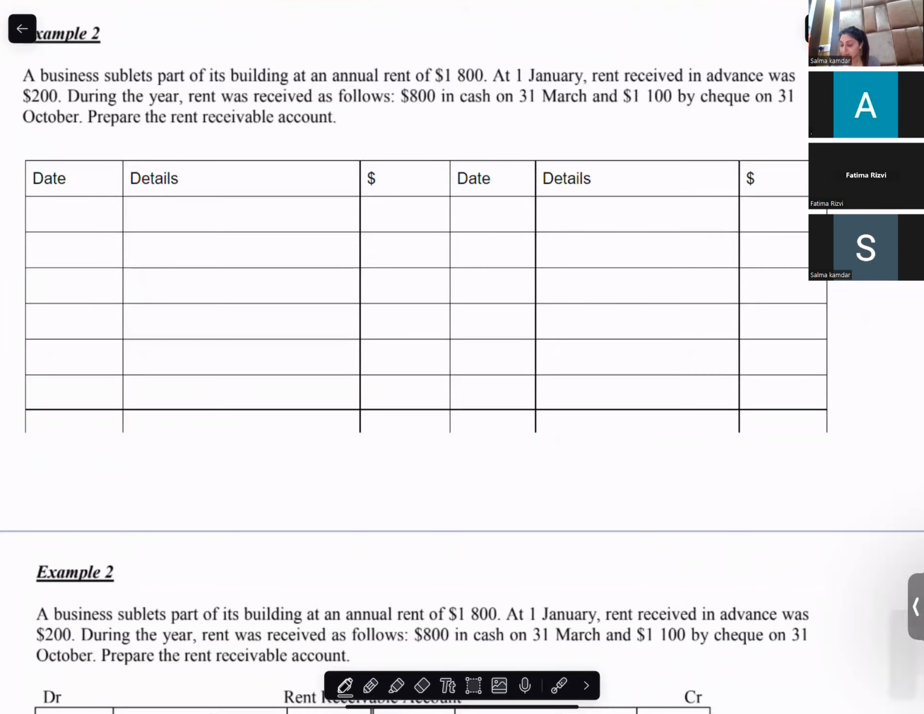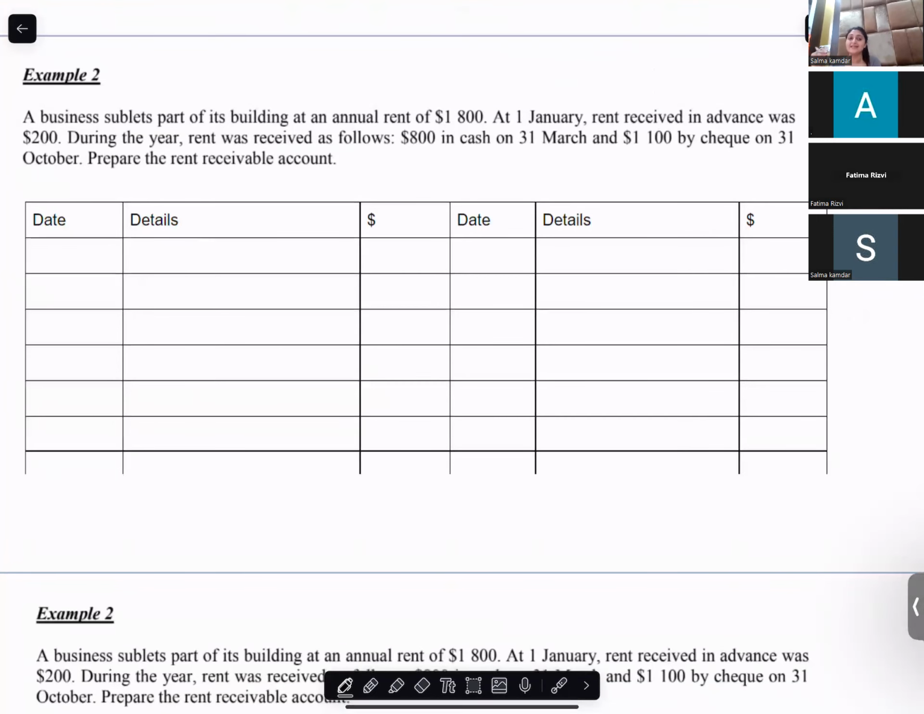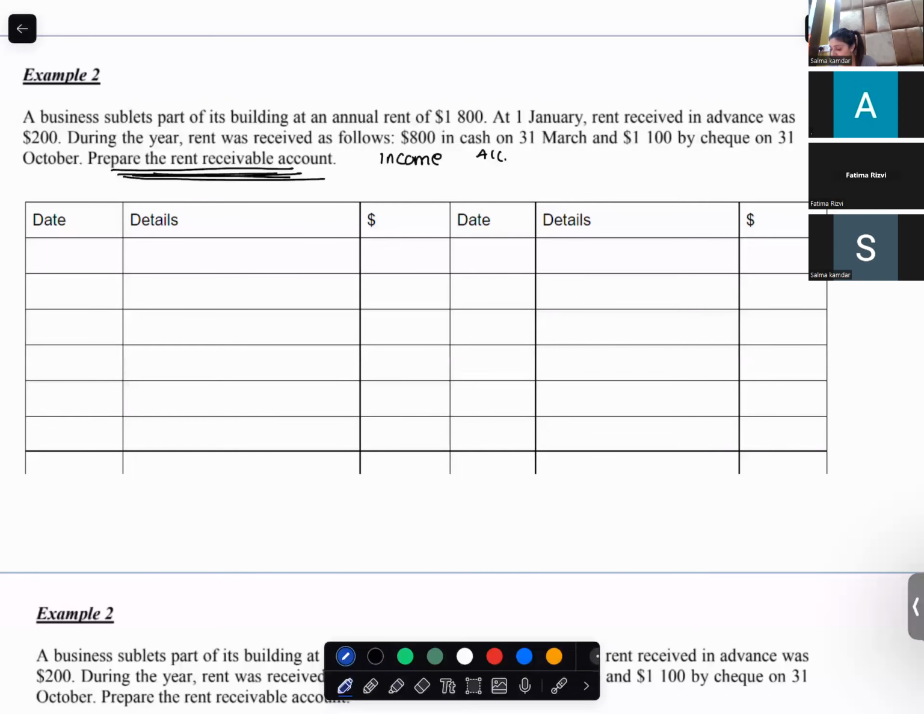Whenever you have a sum, the first thing you decide is whether it is an income or an expense. Are you with me? Yes, miss. When I see this, which account is it? Rent income receivable account. So it is an income account. When I know it is an income account, what is the first thing I will do? OPOP IB. Write the formula. This is the first thing that should be in my mind.